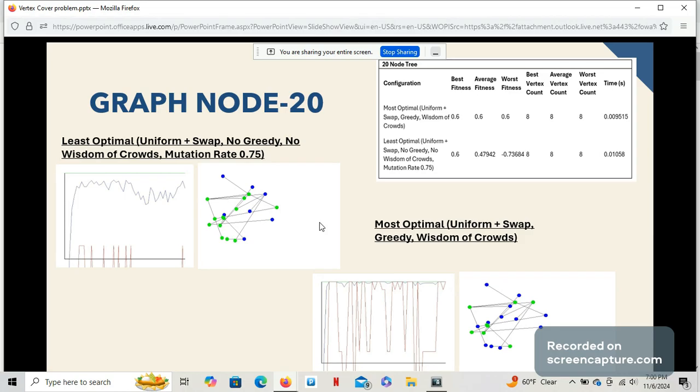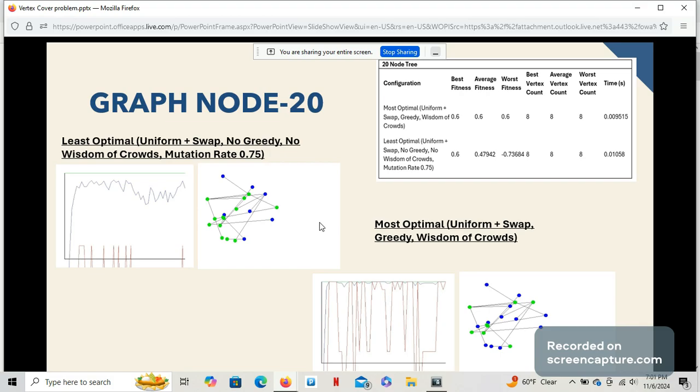And this comparison highlights how specific configurations, like adding collective intelligence and adjusting mutation rates, can significantly impact the genetic algorithm's ability to solve the vertex cover problem efficiently and accurately. So for the 20-node graph, I analyzed both the least optimal and most optimal configurations to understand the genetic algorithm's effectiveness. Starting with the least optimal configuration, which used uniform crossover and a higher mutation rate of 0.75 without applying the greedy algorithm or Wisdom of Crowds technique, the results were subpar.